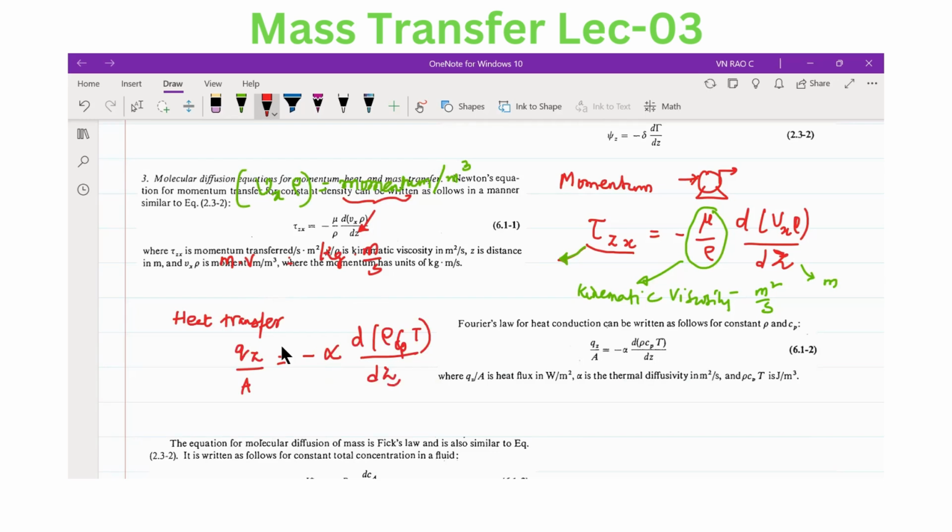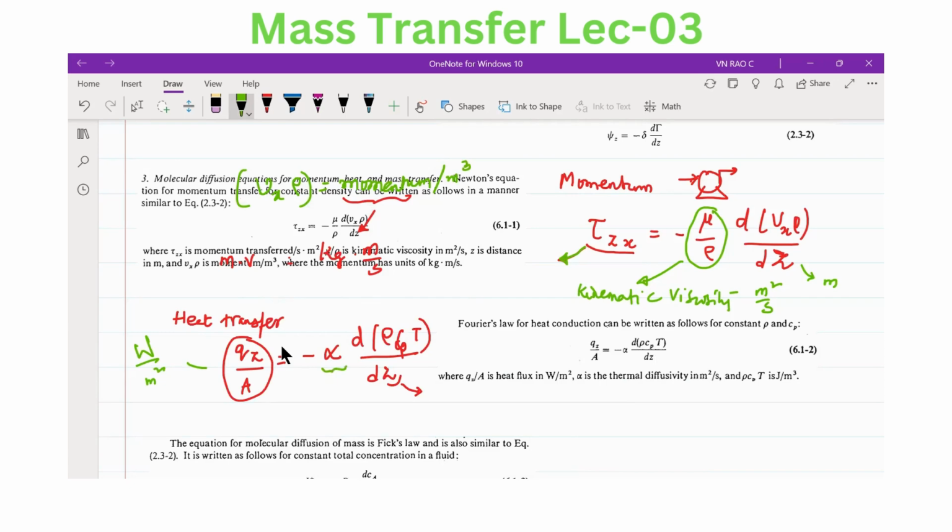Remember, this small z is distance, it is in small letter only. The left hand side is the heat flux, known as heat flux because it is per unit area. The units here are watt per meter square. Alpha is the thermal diffusivity.